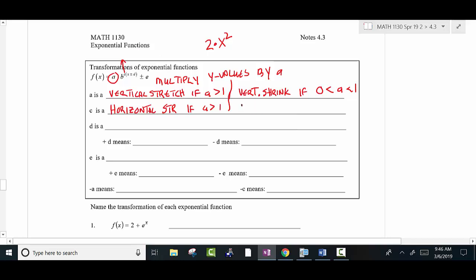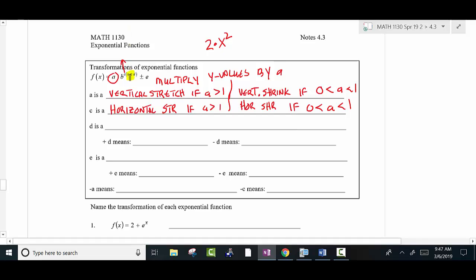Okay, and then this is going to be a vertical, no, not vertical, horizontal. When we do this transformation, we're doing horizontal. So that will be a horizontal shrink if 0 is less than C is less than 1. So those things are just backwards. They're totally backwards of what they are on the vertical. Okay. We learned this. We looked at this.